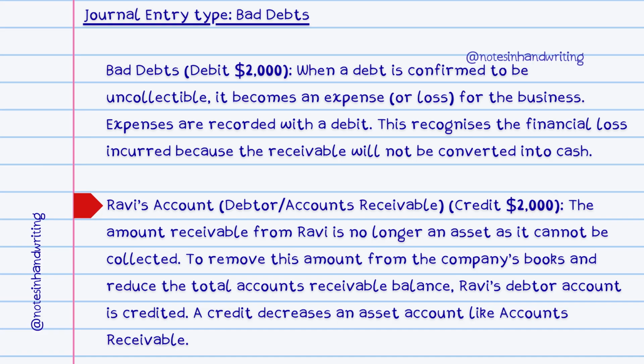The amount receivable from Ravi is no longer an asset as it cannot be collected. To remove this amount from the company's books and reduce the total accounts receivable balance, Ravi's debtor account is credited. A credit decreases an asset account, like accounts receivable.